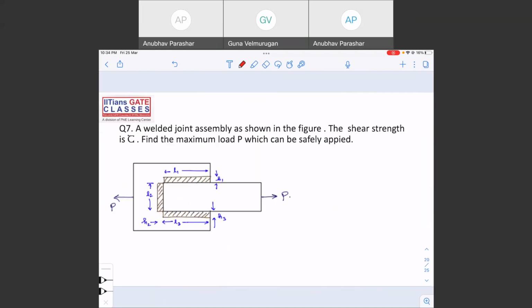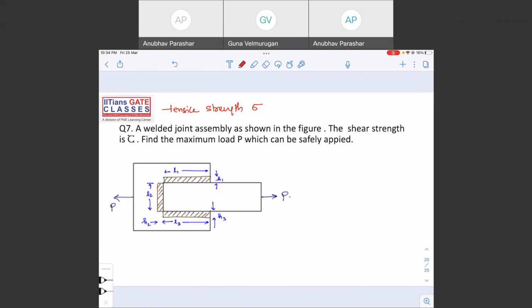So let me see. This is a welded joint. Two plates are welded this way. The shear strength is tau, and in the question, let me say the tensile strength is sigma t, or simply sigma. So what is the maximum load that can be safely applied? Can you tell me? Try to form the equation.